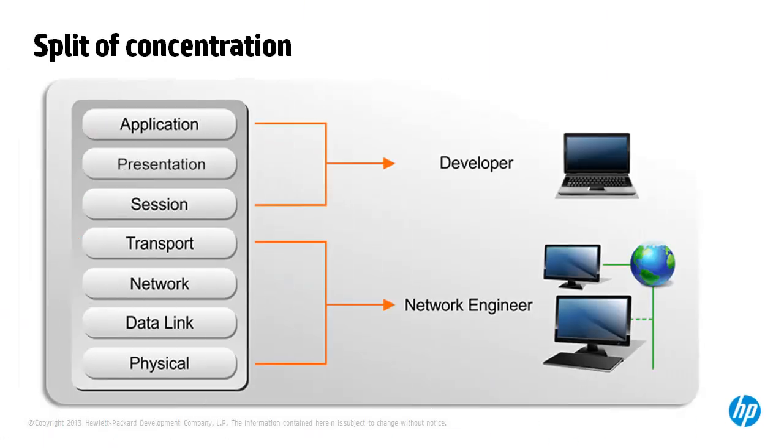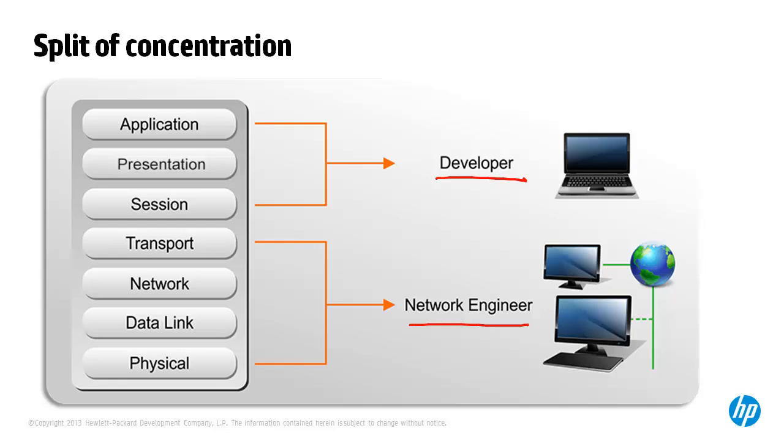Now, in the past, there used to be a major split of concentration in the OSI model. The top 3 layers were the focus of developers and server administrators. The lower 4 layers were the domain of the network engineer. These days, because of the growth of technology such as VMware and converged infrastructure, these roles are blurring. Often network engineers need to troubleshoot servers, and server admins may need to troubleshoot virtual switches within a VMware server.